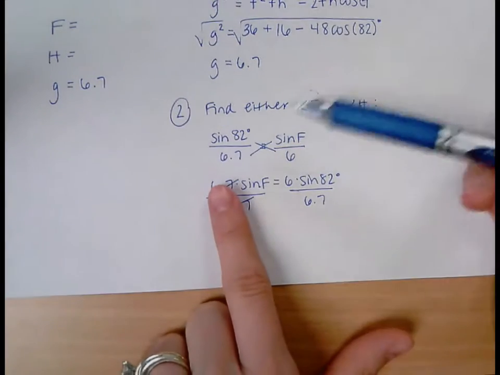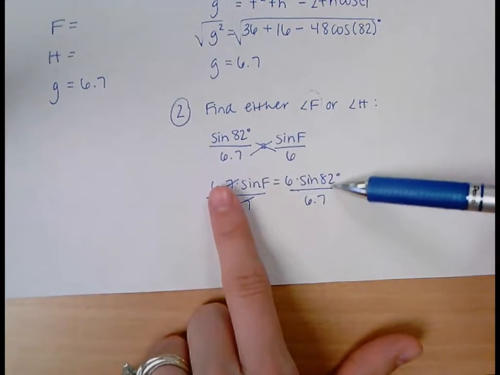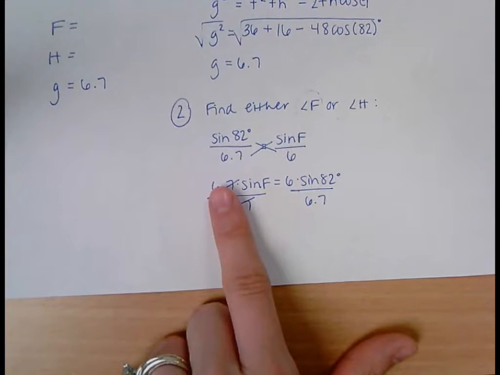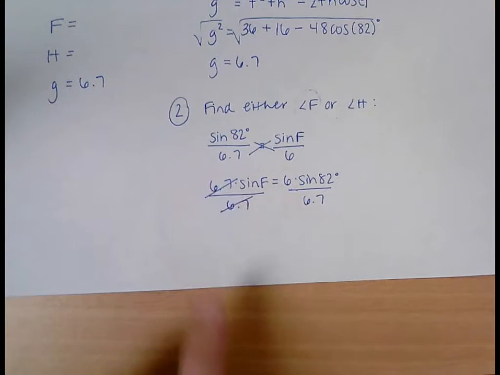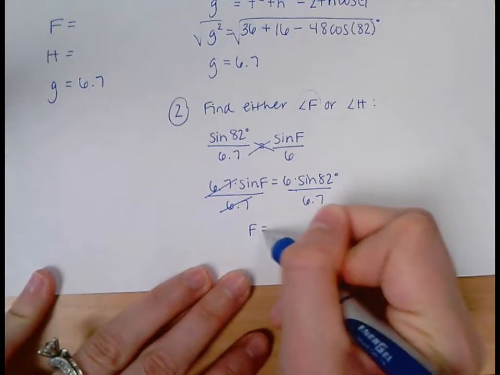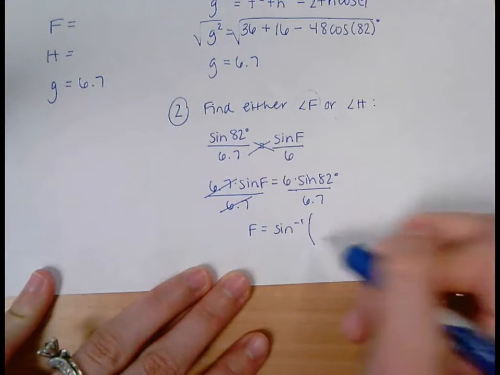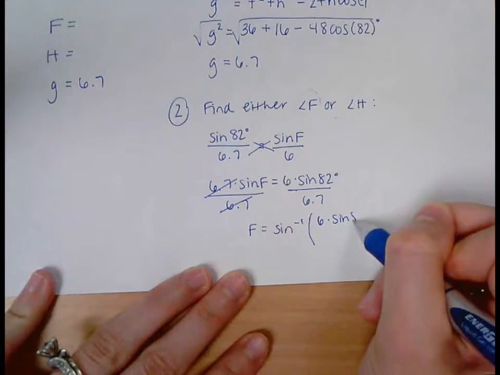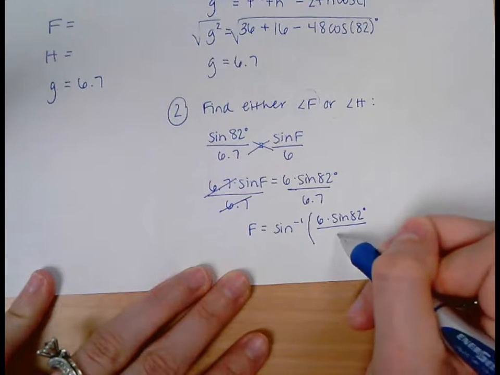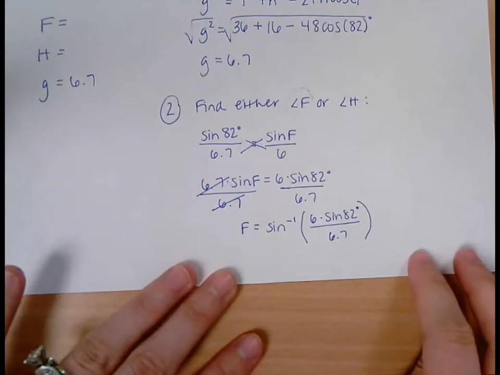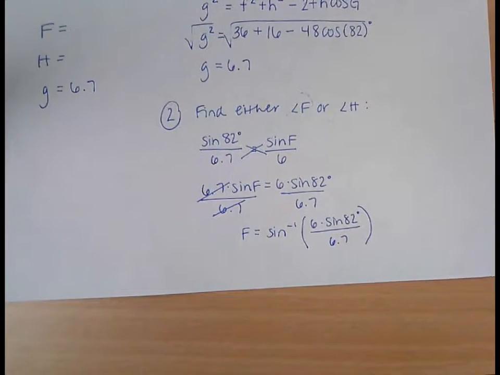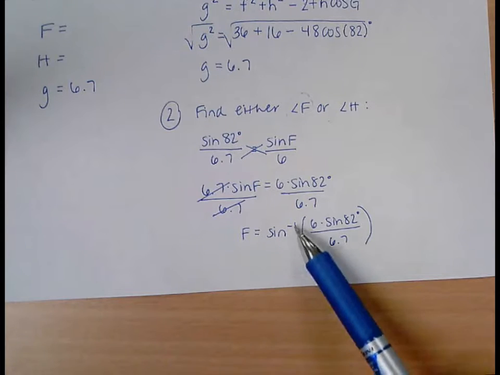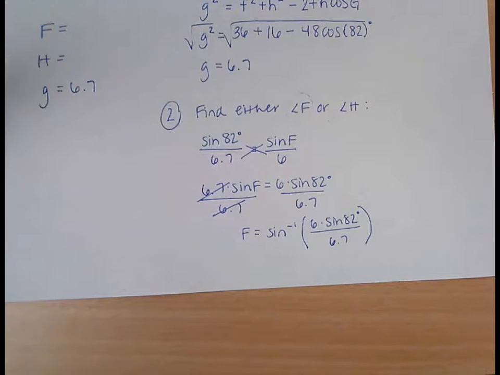We talked about this yesterday. If I then have sine of F equals this whole thing, how do I solve for F? Inverse sine, yep. So F is going to equal inverse sine of 6 times sine of 82 degrees divided by 6.7. And remember too, this is a minor detail, but at the same time it's not. So I know this looks like you're multiplying by a sine inverse. That's not what you're doing. You're taking sine inverse of each side.